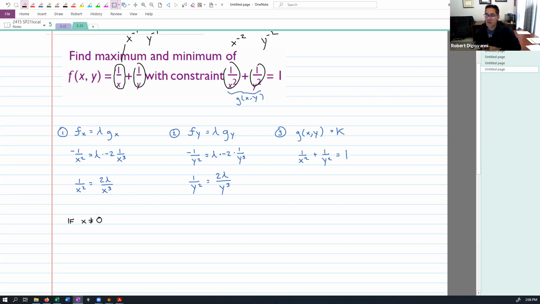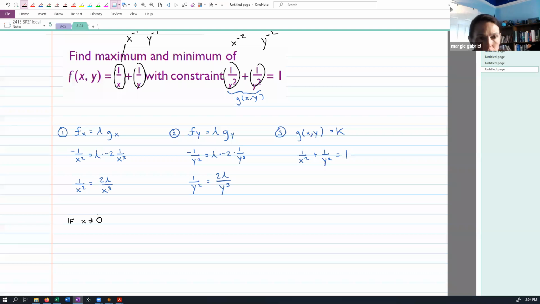Now, do I really need to say that? I mean, I know I do, but otherwise the entire thing's undefined. Yeah, look at the original function, right? Look at f of x, y, 1 over x plus 1 over y. 0 is not in the domain, right? x equals 0 isn't even in the domain of the original function, 0 for x or y. So technically, you don't have to say it because it's not in the original domain.